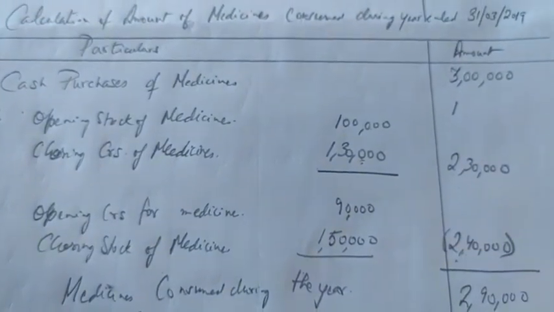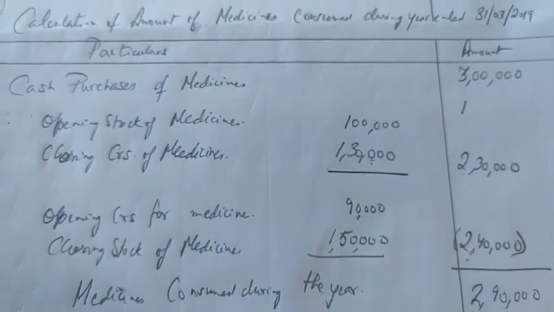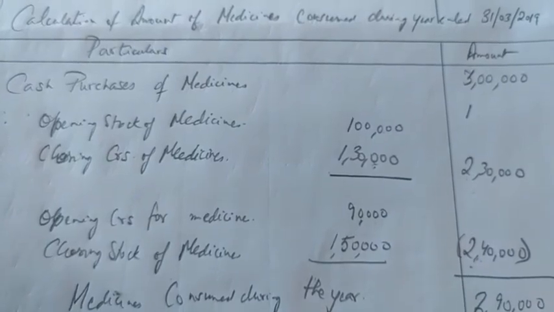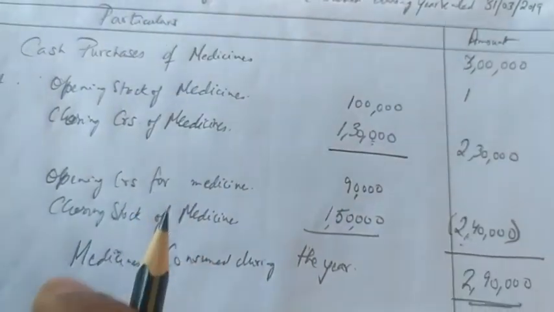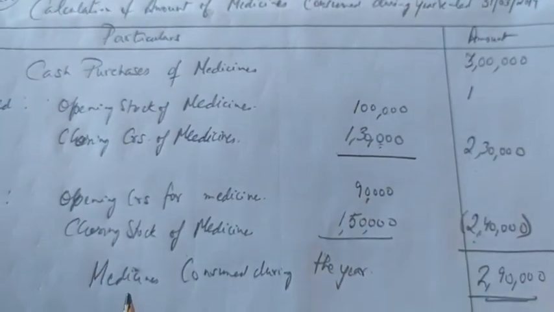So this is how you must give the accounting treatment of adjustments relating to consumable items. Now it may be related to stationery, or it may be related to some sports material.